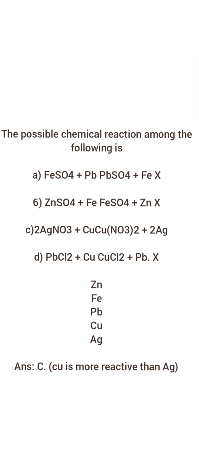Copper is more reactive than silver, and the correct answer is option C. Copper displaces silver from silver nitrate to form copper nitrate and silver precipitate.